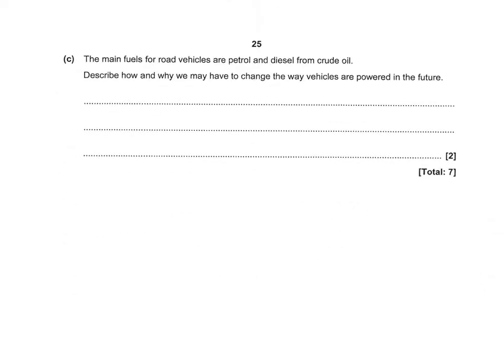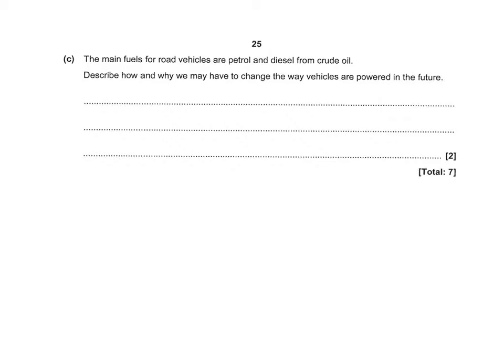The main fuels for road vehicles are petrol and diesel from crude oil. Describe how and why we may have to change the way vehicles are powered in the future. So, first marks were saying that petrol and diesel are finite sources of energy, or you could say they're non-renewable.